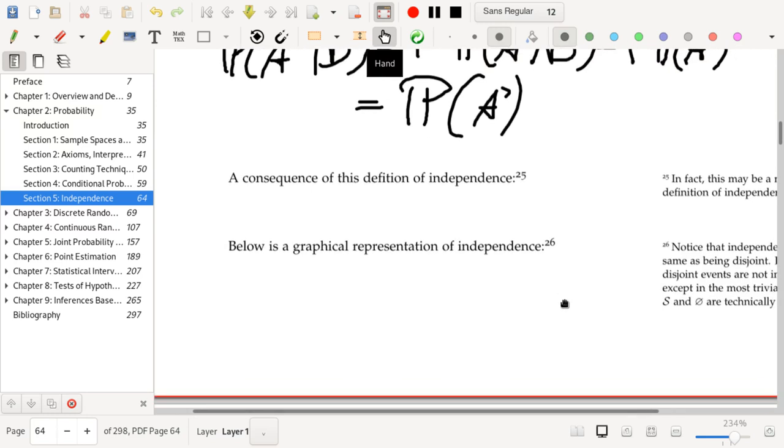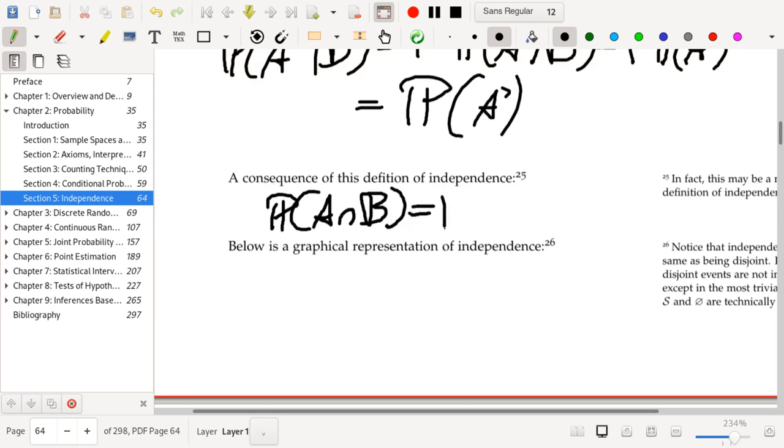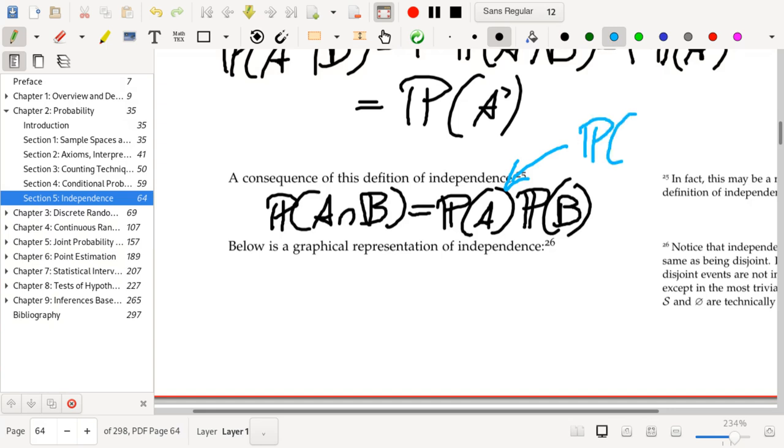So there is an immediate consequence of this definition, which is that the probability of A intersected with B is equal to the probability of A times the probability of B. You can see that because you could start out by saying the probability of A given B, but since A is independent of B, that's just going to be the probability of A. So that means that the probability of intersections turns into the product of probabilities.